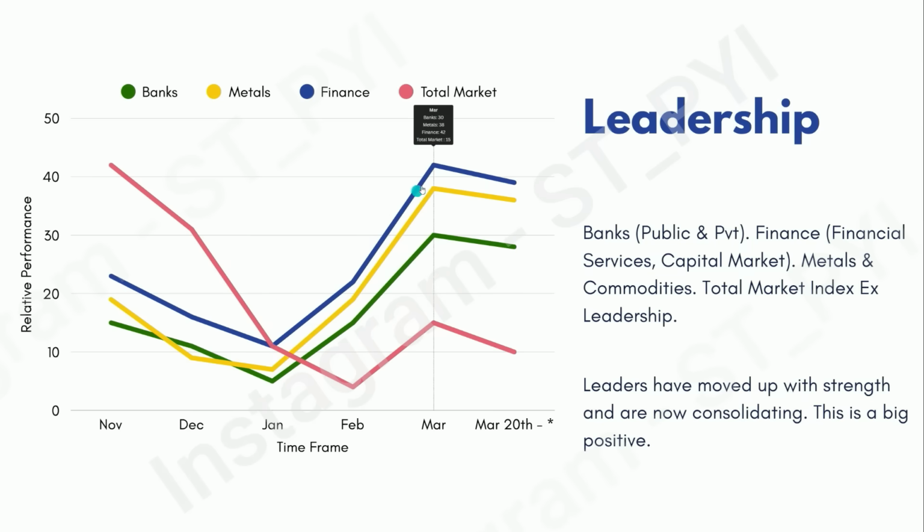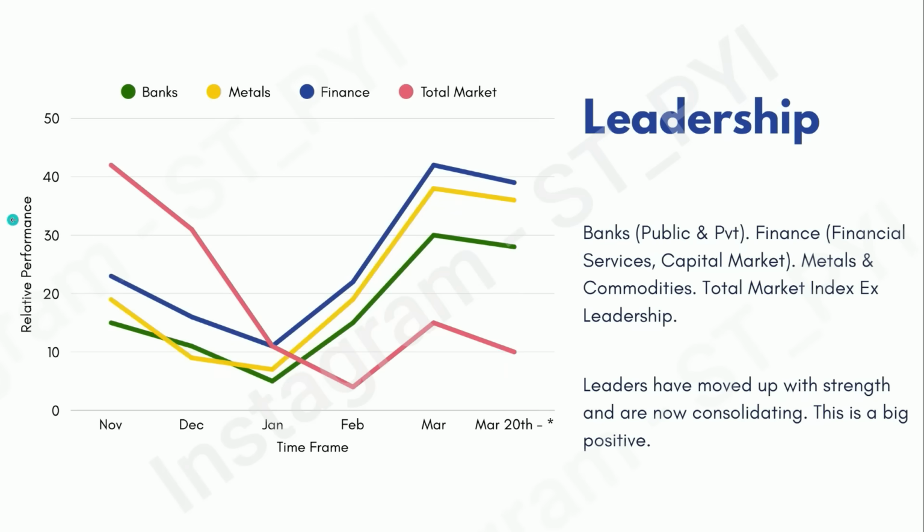Now, if you look at it between March and March 20th, last 15 odd days after the initial run up, this is a relative performance chart. This is not a price chart, so don't get confused. You're seeing that banks, finance, and metals are retaining the leadership while performing relatively better. If you look at the total market index, the fall was steep and the recovery still is not that great.